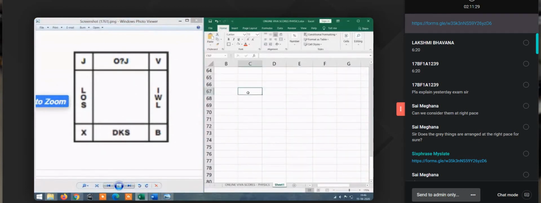So we have J. What is J? I know J to be 10. And then we have L. Now L I know to be 12. O I know to be 15. S I know to be 19. Then we have X, right? So X I know to be 24.